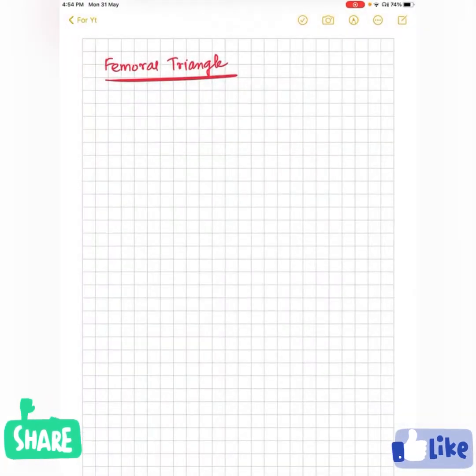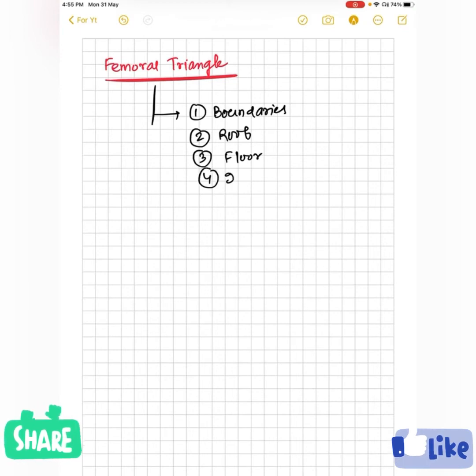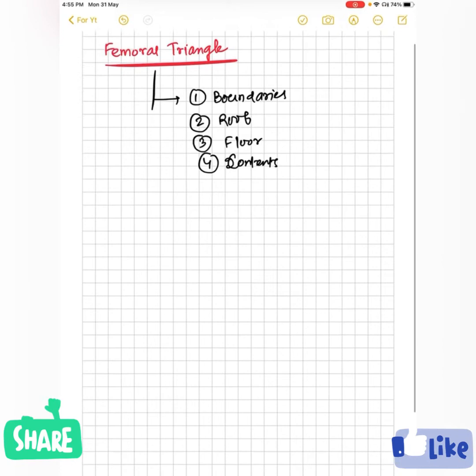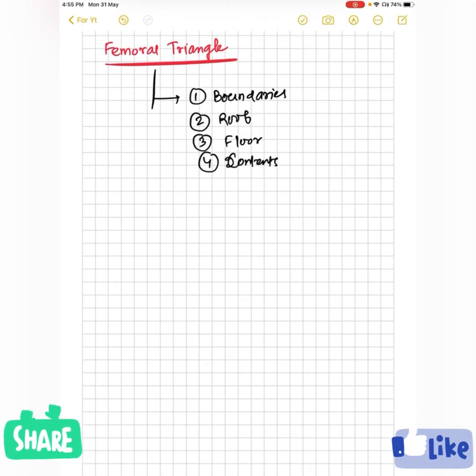So what we have to know about the femoral triangle are, firstly, its boundaries. We have to know about its roof, about its floor, about its contents. These we have to know about the femoral triangle. So let's talk about the boundaries of the femoral triangle.